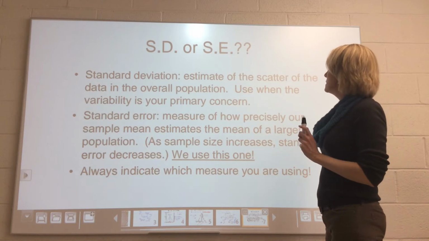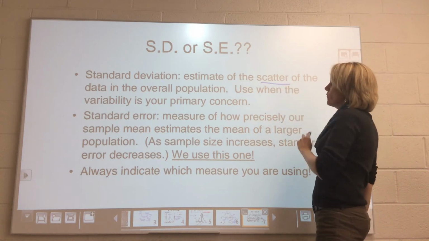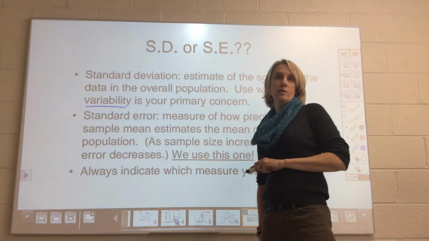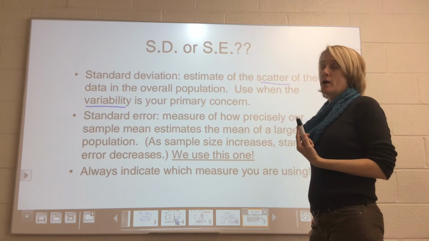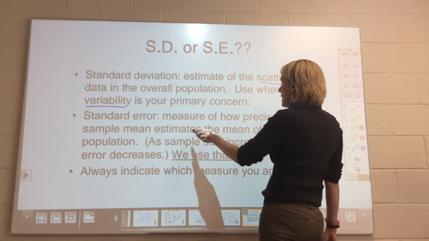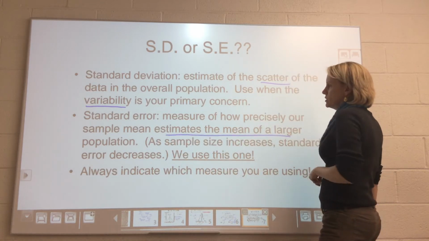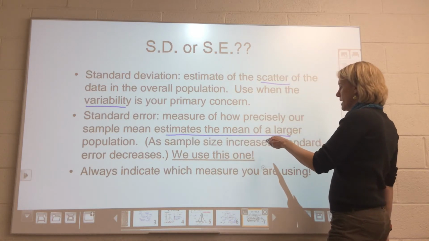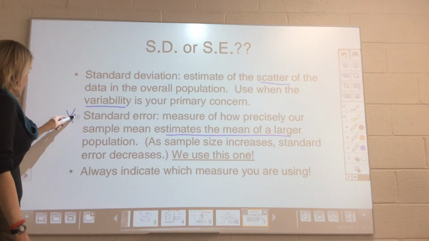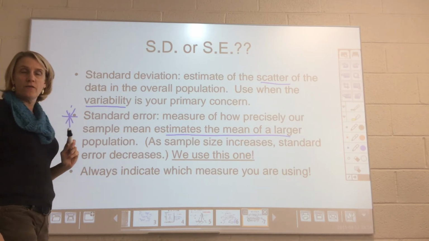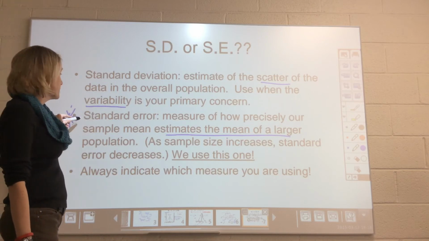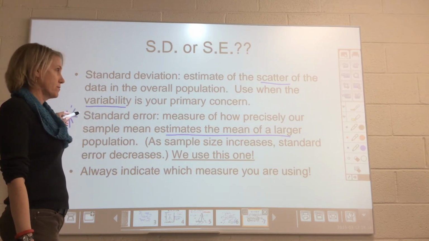So standard deviation is an estimate of the scatter of the overall population. And use it when you're actually asking some question about variability. All right, so a lot of times maybe that's your primary concern. Standard error is a measure of how precisely our sample mean estimates the mean of a larger population. Okay, as sample size increases, standard error decreases. So this is the one we are always using in 105. And I would say for the majority of your career in biology, you probably want to go with standard error most of the time, okay?